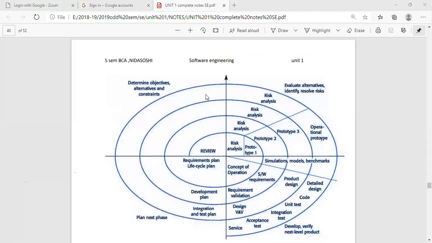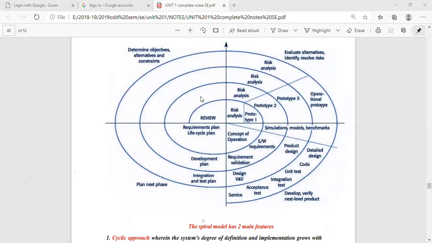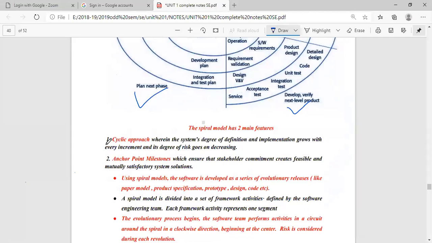Yeah. Last class we had seen this spiral model. I had already told you that this spiral model is divided into 4 quadrants, into 4 sections. So these are the 4 sections. One is your objectives, evaluate alternatives, plan next phase, and develop, verify. So this is the first phase, second phase, this is the third phase, and this is the fourth phase.